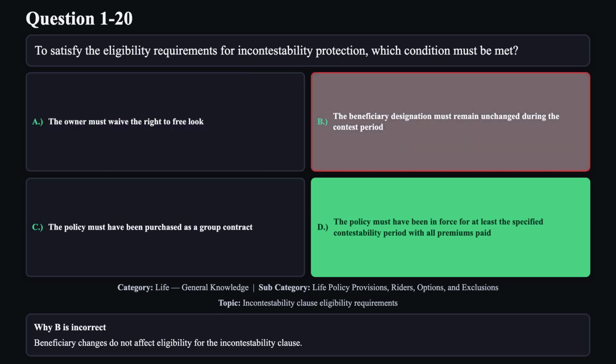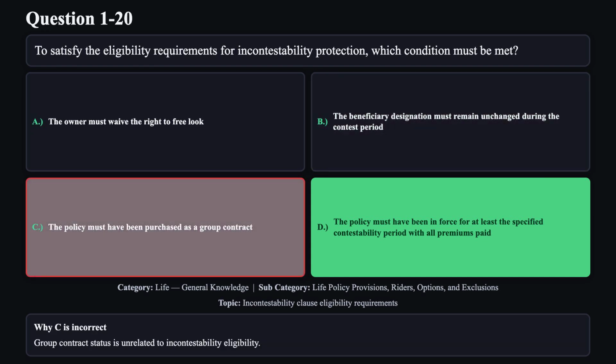Reason B is not correct. Beneficiary changes do not affect eligibility for the incontestability clause. Reason C is not correct. Group contract status is unrelated to incontestability eligibility.